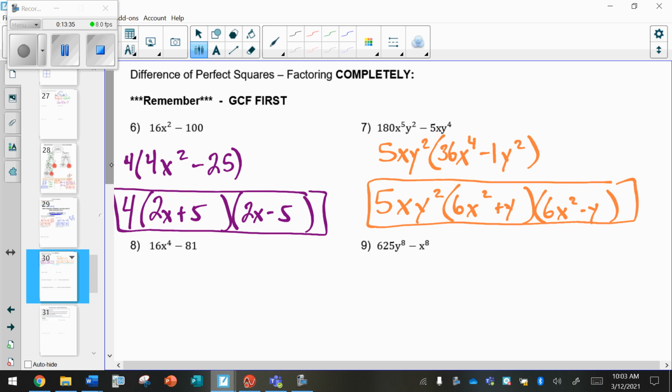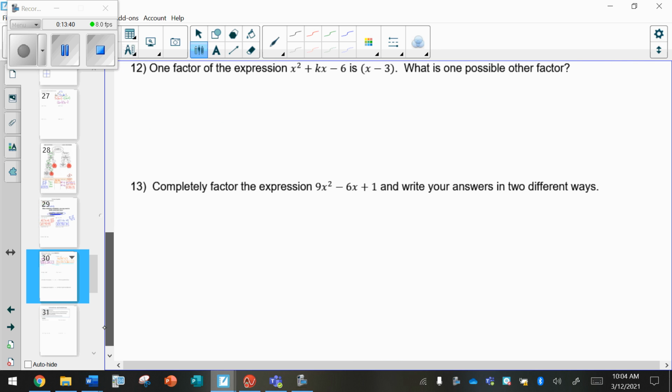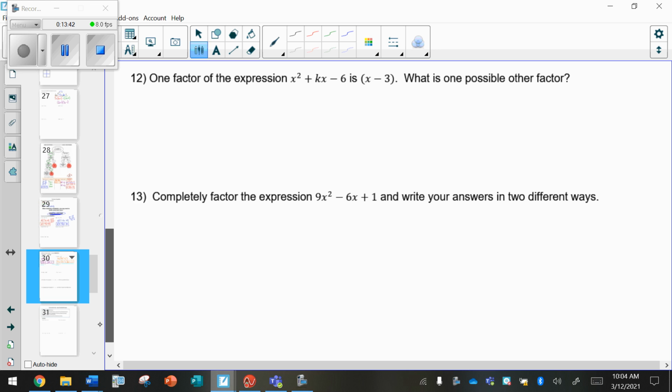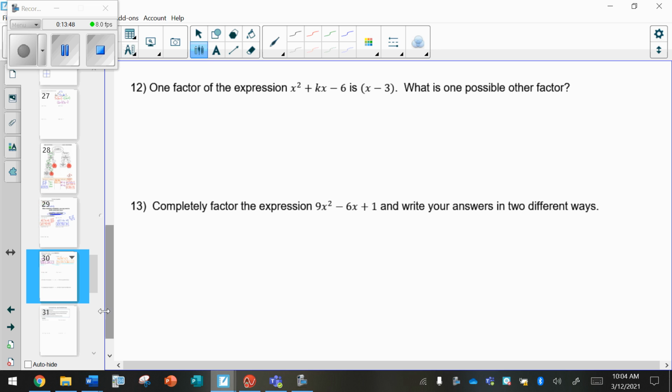All right, so each one of these are done similar to that. Let's take a look at number 12 and 13 at the bottom. Number 12 is similar to what you had on your checkpoint if you were around to take the checkpoint yesterday. But there were some issues, so let's go through how to do this.